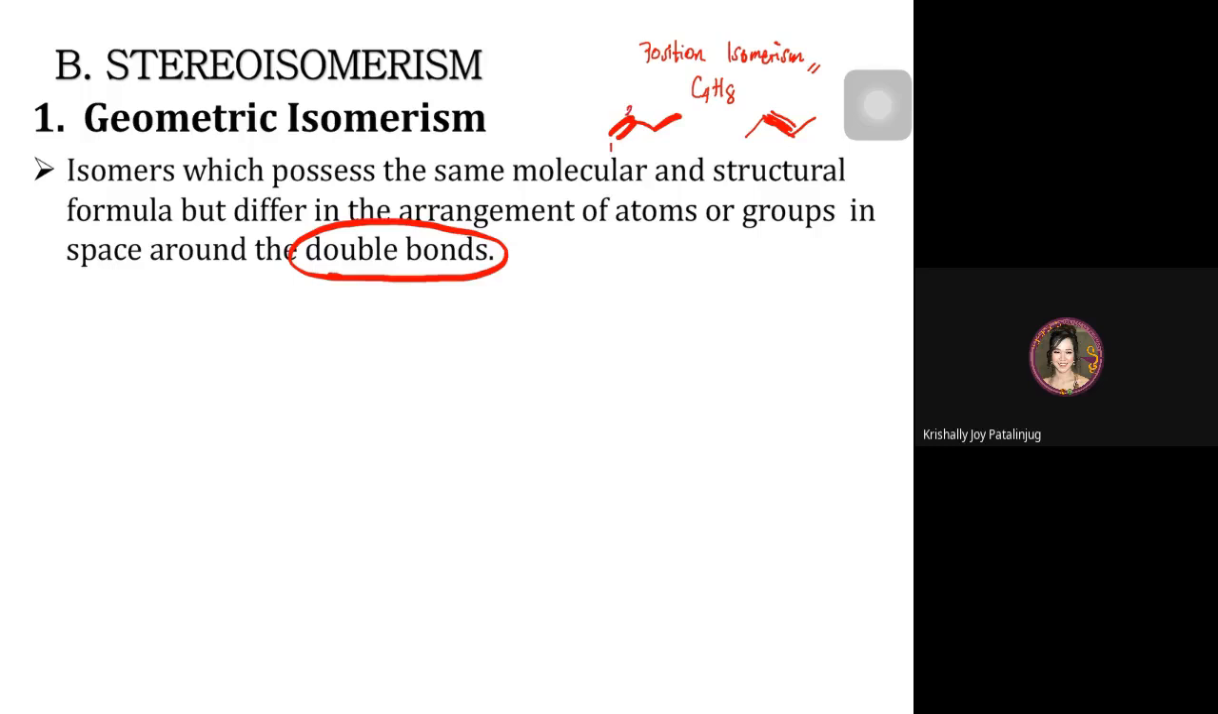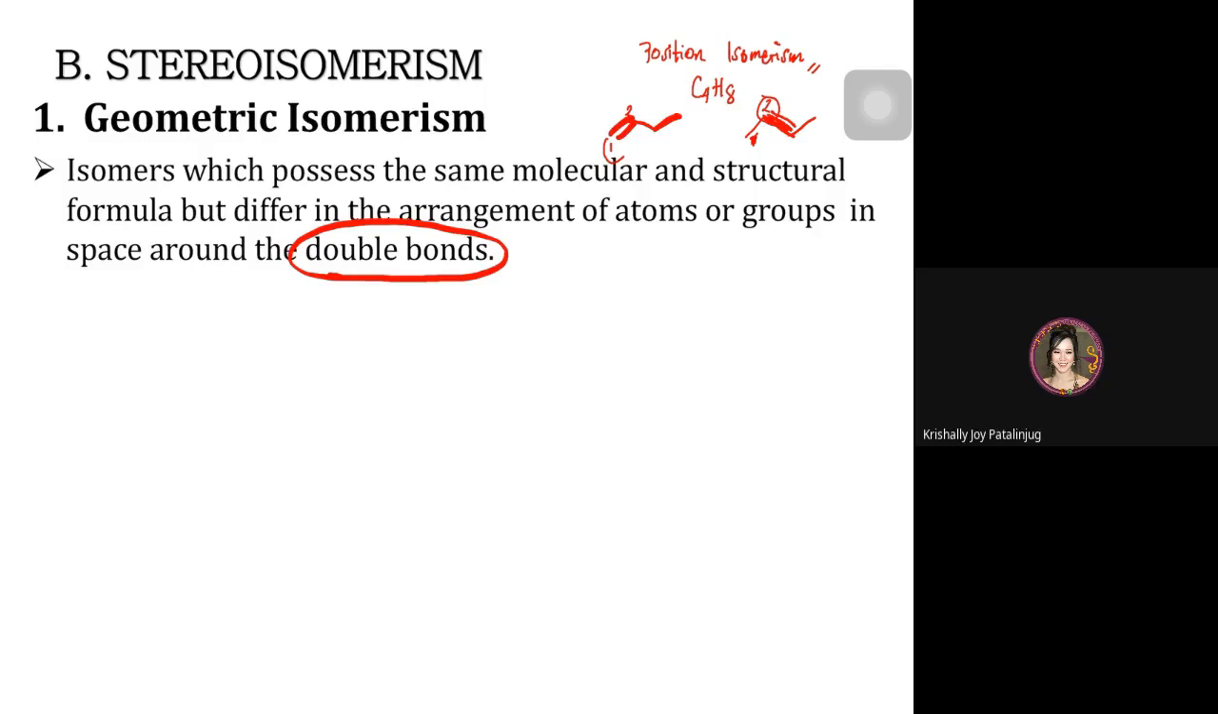For the first structure, the double bond is present at carbon 1. For the second structure, the double bond is present at carbon 2. So that is position isomerism. Generally, it falls under structural isomerism because the structures exist due to the differences in the order of bonding.